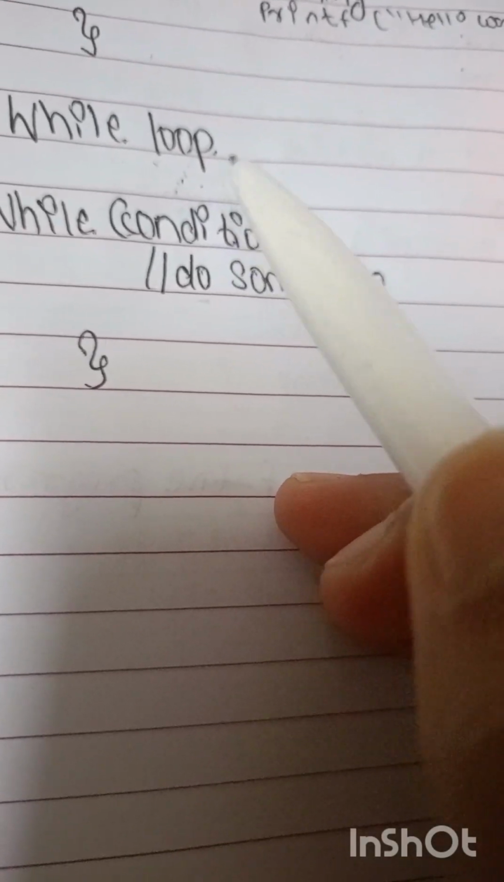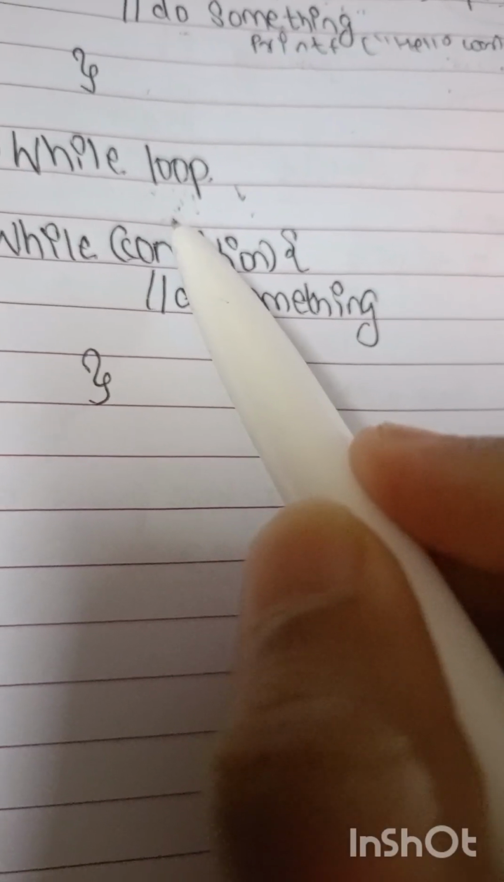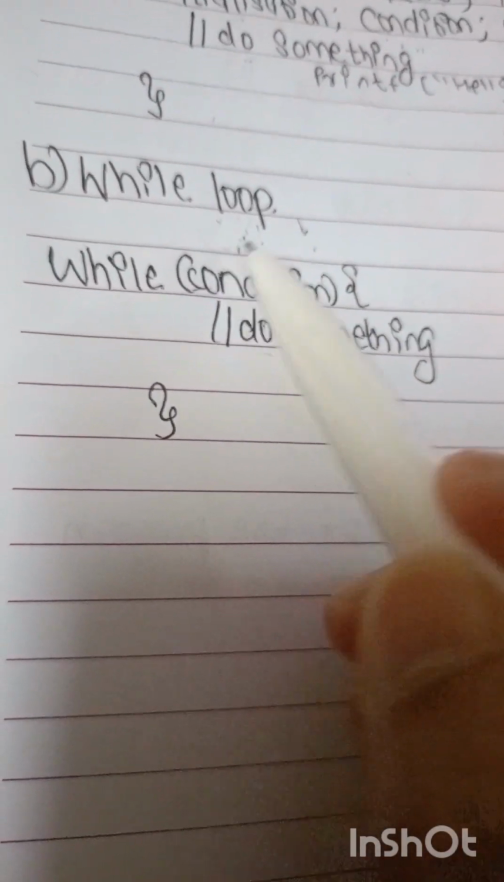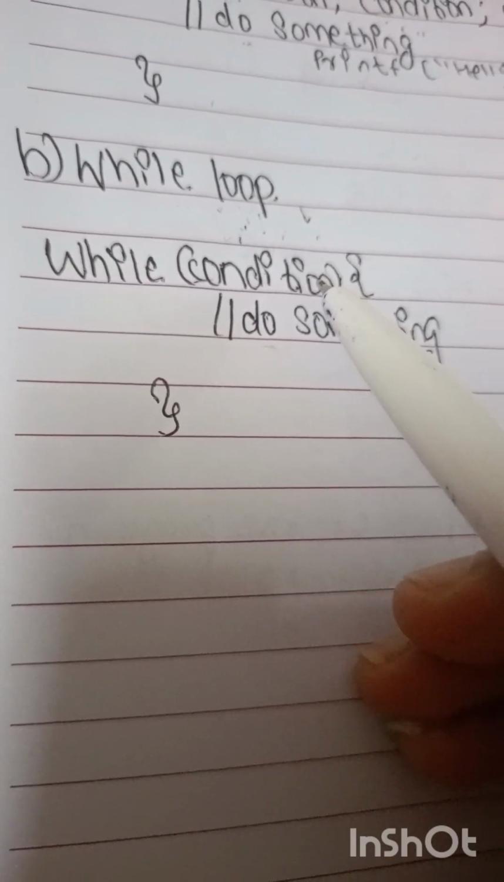A loop is used when you want to repeat a block of code again and again as long as the condition is true. If the condition becomes false, then the block of code stops. In a while loop, the condition is checked first. So it is a little bit different from the for loop.